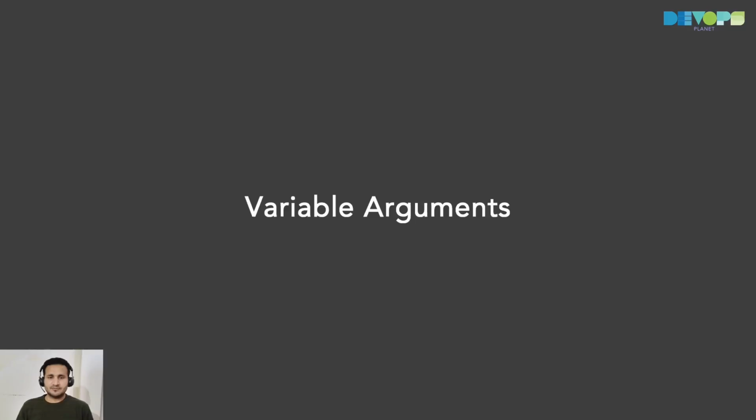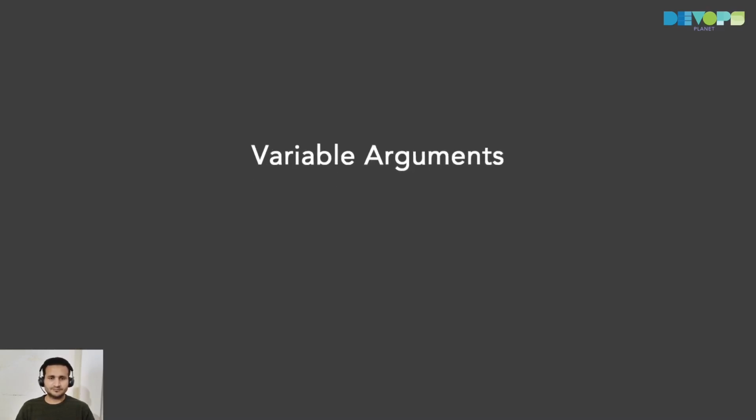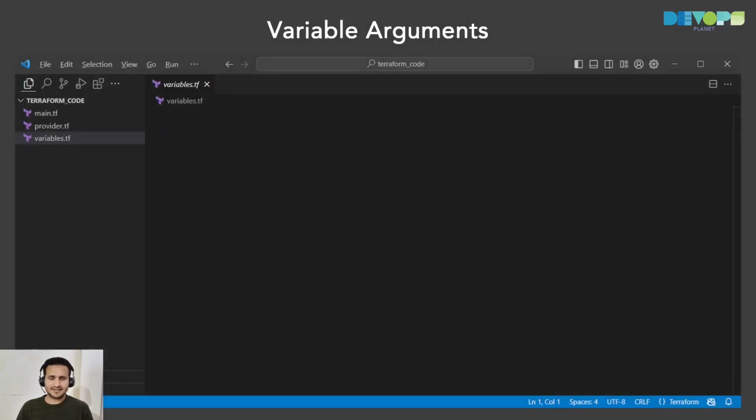Now the next topic is variable arguments. In this topic, we are going to discuss what kind of arguments we have with the variable block. So let's have a look. One of them we already talked about, that is type, but let's see what other arguments we have.